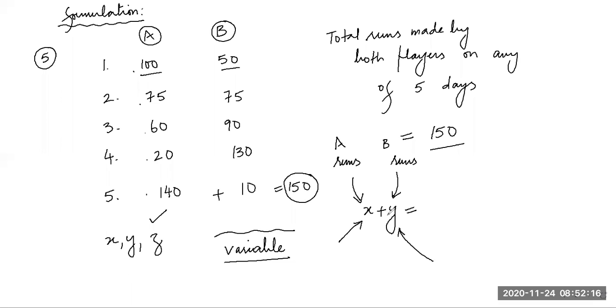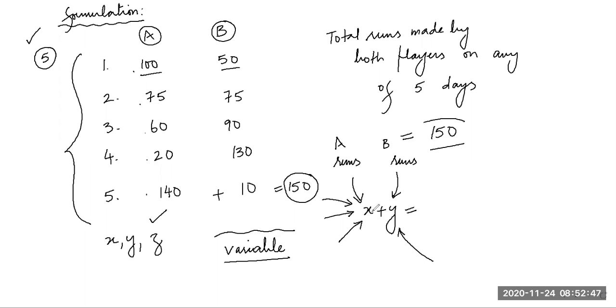Now X plus Y on any day. Any day means I'm talking about only these 5 days. On other days when these players are playing, maybe they are not able to make a sum of 150. I'm talking about only these 5 days. In these 5 days, I can generate an equation in two variables, and that will be a linear equation. Why is it a linear equation? Okay, that we will discuss later.